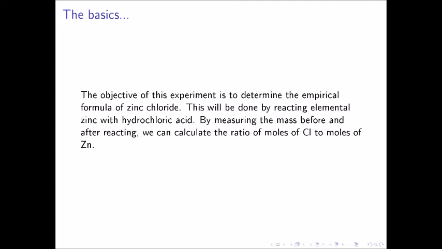This will be done by reacting elemental zinc metal with hydrochloric acid. By measuring the mass before and after reacting, we can calculate the ratio of moles of chlorine to moles of zinc.